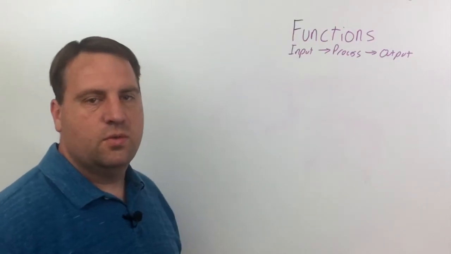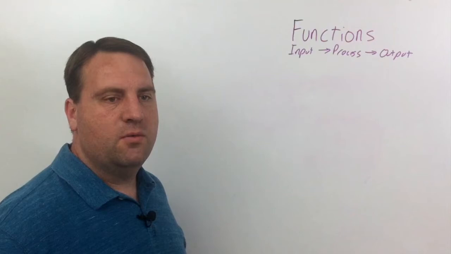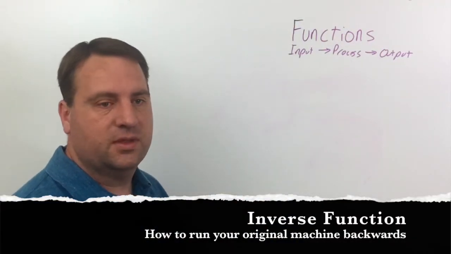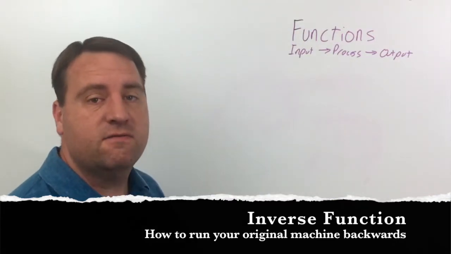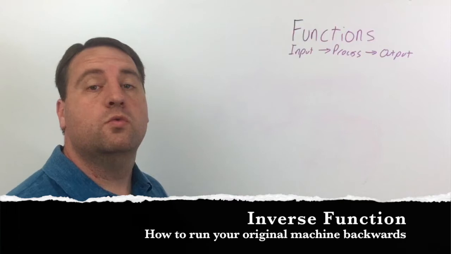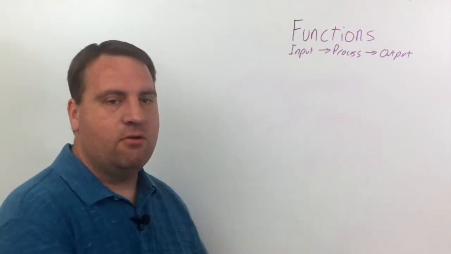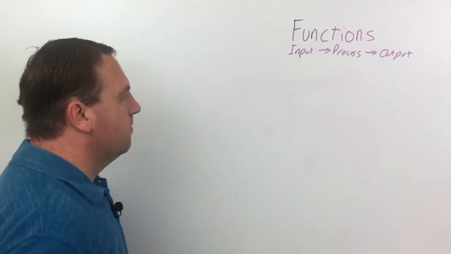So in the last video, we went into functions pretty in depth. In this video, I want to talk about something called an inverse function. If you imagine a function being a machine, an inverse function is what happens when you run the machine backwards. That is, if I want to take my output and find my input. So how does this work?